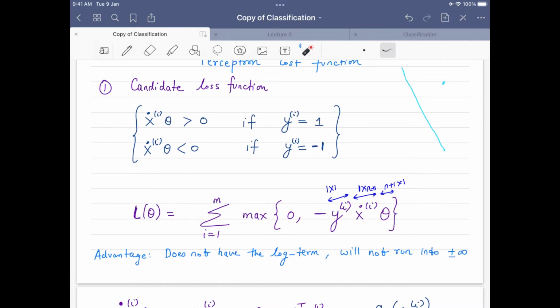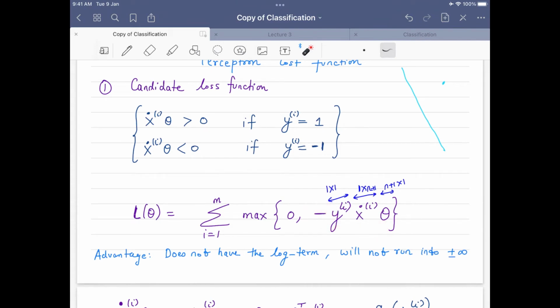Here you can see we are summing the values from 1 to m, where m is the total number of samples, and then taking the max of two values, 0 and minus yi times xi theta. So I am multiplying the labels with the corresponding hypothesis function, which is generated by the machine, and we are putting a minus sign here.